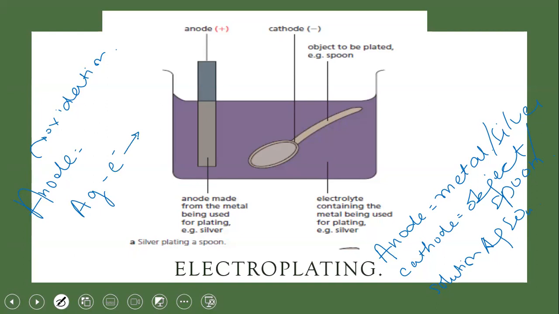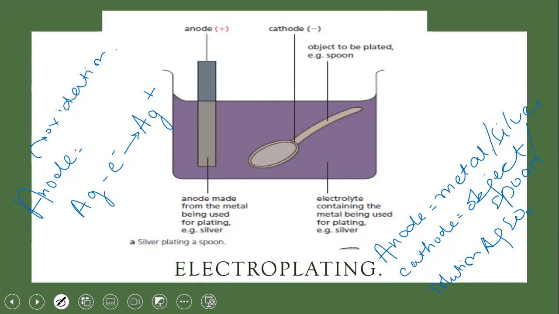Is it going to be a metal or an ion? It's losing electrons, so it becomes an ion. If it's losing electrons, it is becoming positive, right? So it's going to turn into a silver ion.